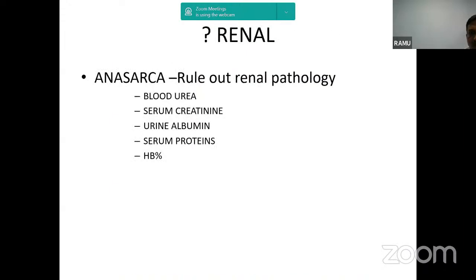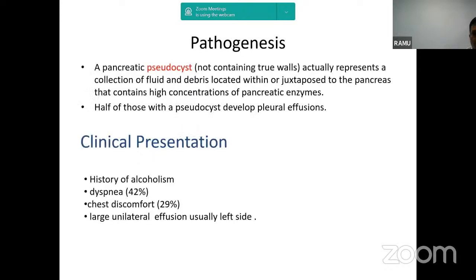Coming to renal causes, we should always rule out anasarca. On clinical examination, if the patient has anasarca, we should always get all the tests done, like blood urea, serum creatinine, urine albumin, urine protein, serum protein, and hemoglobin.